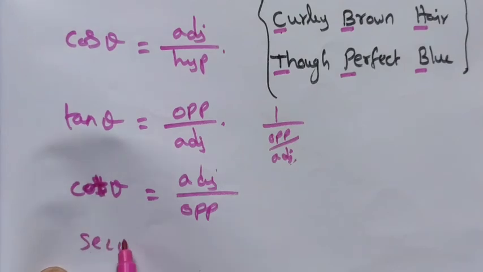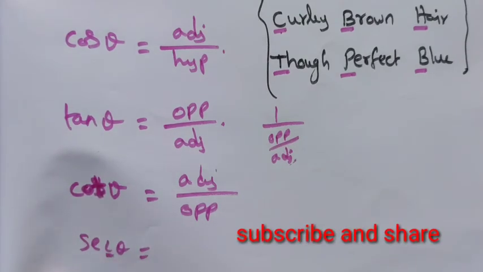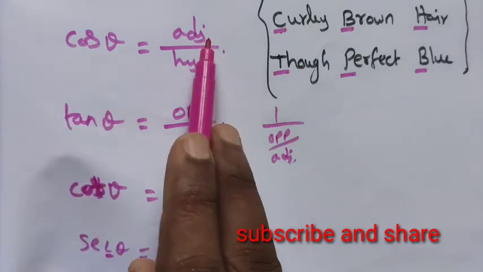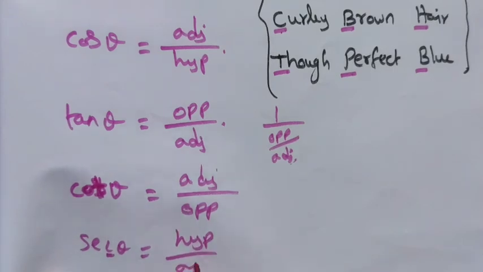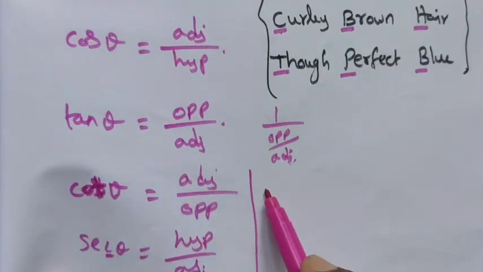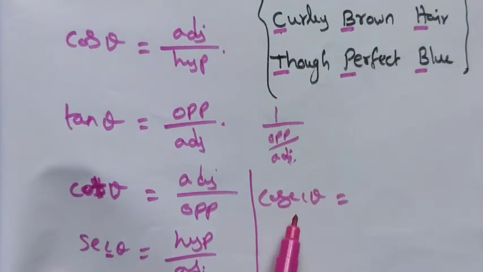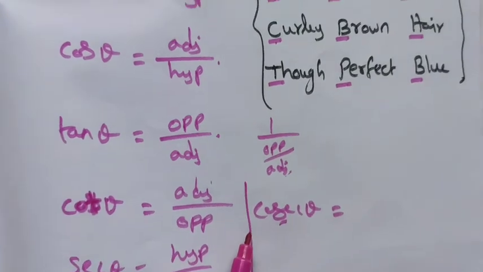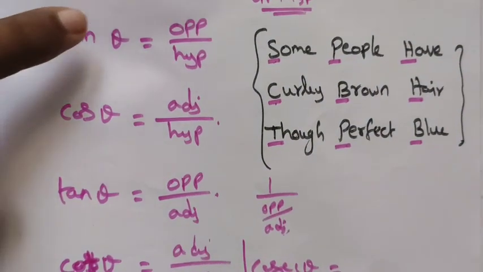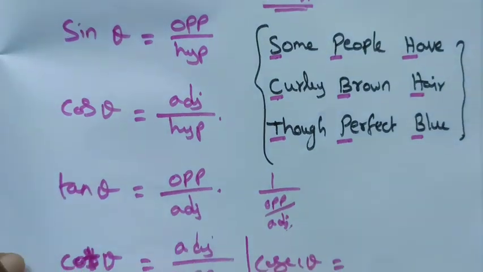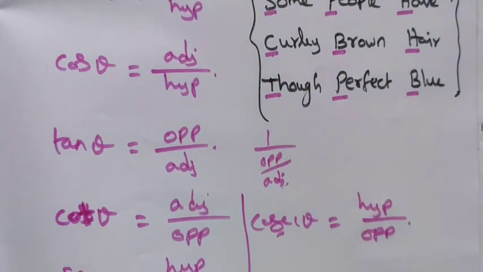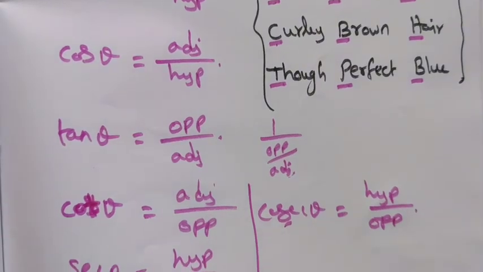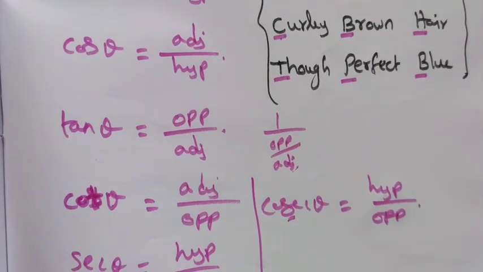And then secant theta is equal to the reciprocal of cos, the third letter. See, cos is adjacent divided by hypotenuse. So reciprocal the term, we get hypotenuse divided by adjacent. Finally, cosecant theta: see, the third letter is S, so we take sin theta, which is opposite divided by hypotenuse, and reciprocal that, we get hypotenuse divided by opposite. These are the basic ratios and their importance also.